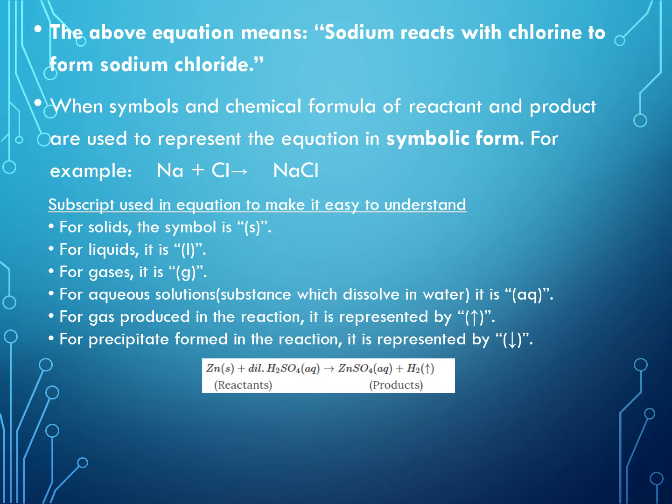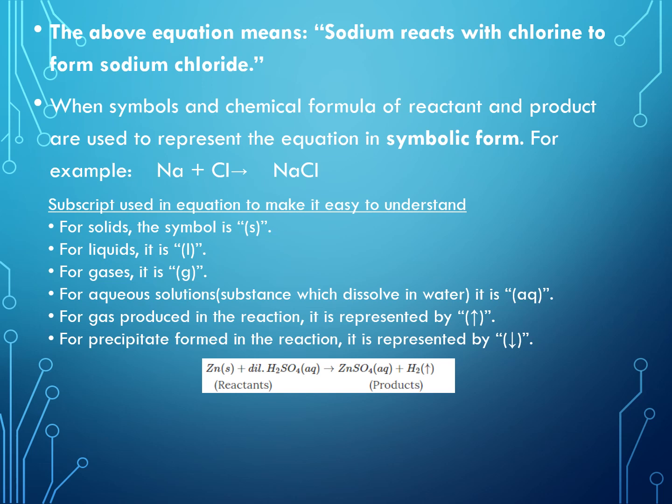Along with these symbols, we give subscripts also that show their state to understand it in a better way. Like if the reactant or product is solid, we will give (s), or (l) for liquid, (g) for gas. If the solution is aqueous, it will be (aq). If some gas is produced in the reaction, it is represented by an up arrow. And if some precipitate is formed, it is shown by a down arrow.